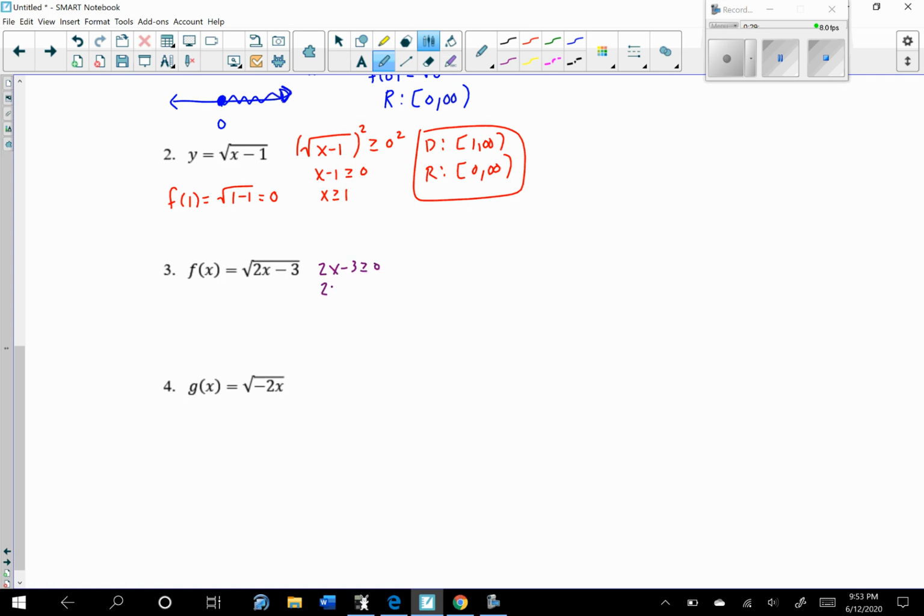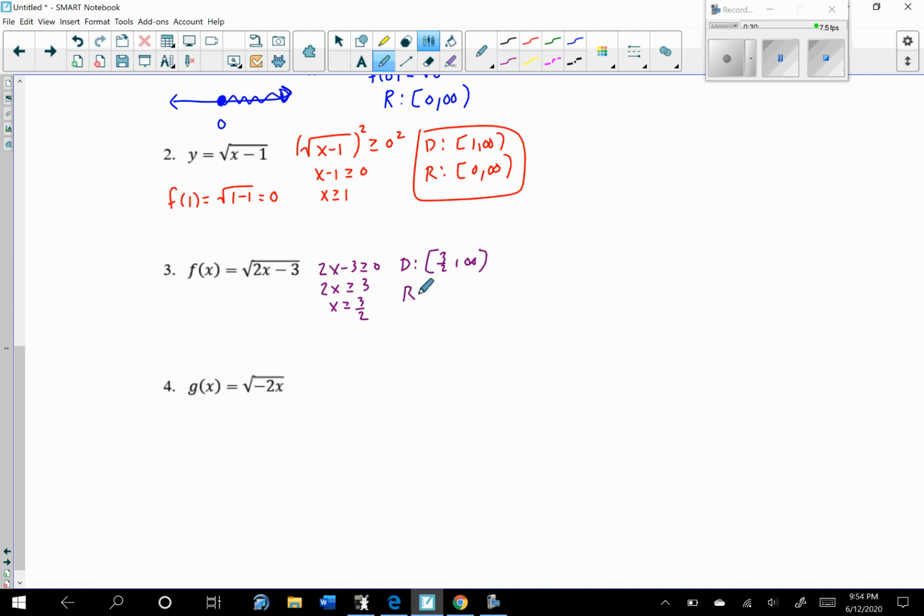So then 2x has to be greater than or equal to 3 because we're going to add that to the other side. Divide by 2, so x is greater than or equal to 3 halves. We're going to leave that as an improper fraction in reduced form, which is already reduced. So the domain is going to be bracket 3 halves to infinity.